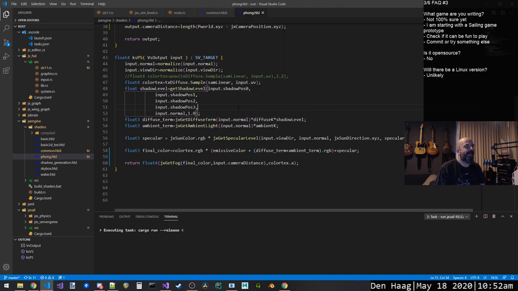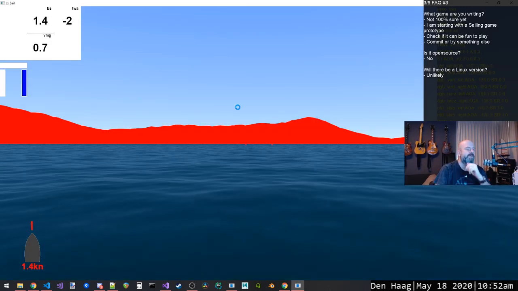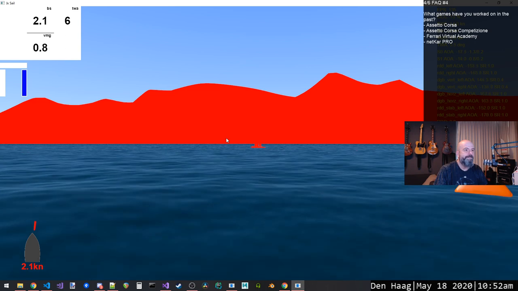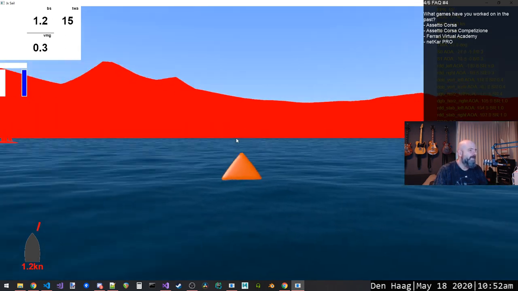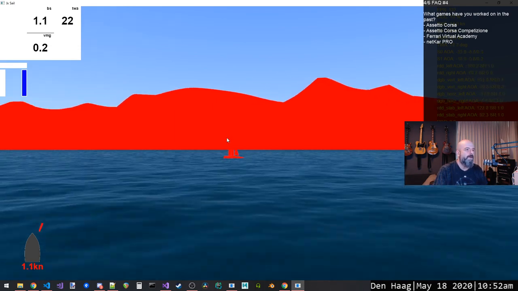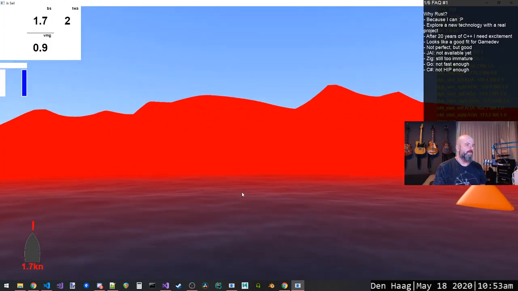We should get a scary red fog. At 200 meters. All right. It looks weird because we don't have the fog on the water shader, right? So we only have it for the rest of the shader. Okay, that looks more like fog now.